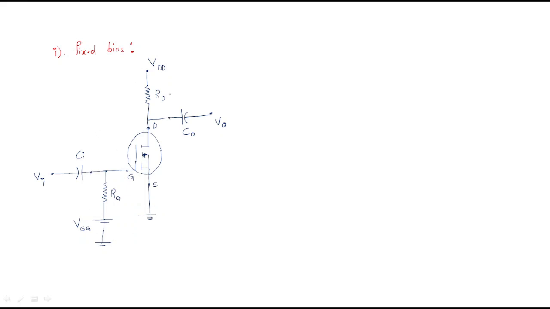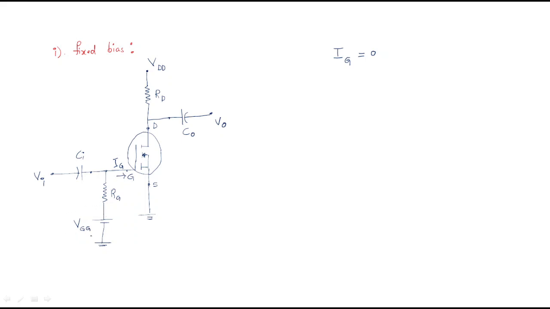Only this will be acting for the biasing. To understand any biasing technique, the most important point is that the gate current will always be zero. Always the gate current must be zero. Keep in your mind: gate current must be zero.